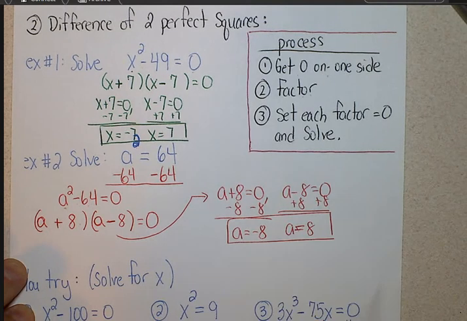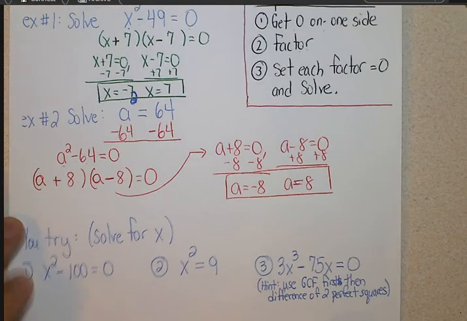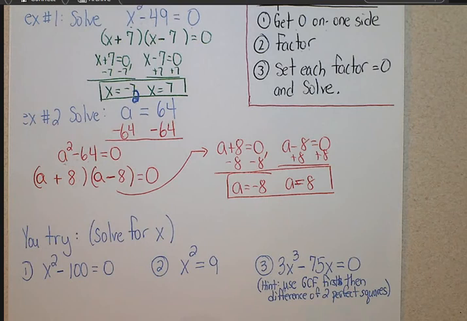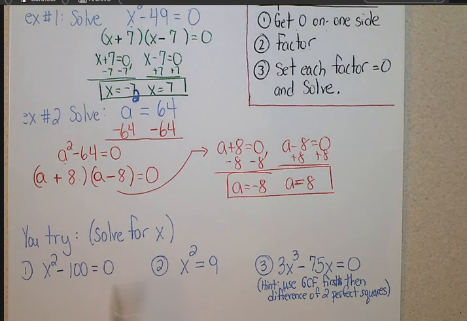Okay? And you have 3 to try on your own. First one, well, the first two kind of match up with the two examples here. Example 3, this one involves, first of all, you see an x cubed, which means you can have 3 possible answers. And the hint is to use GCF first and then difference of two perfect squares. Good luck with that one.